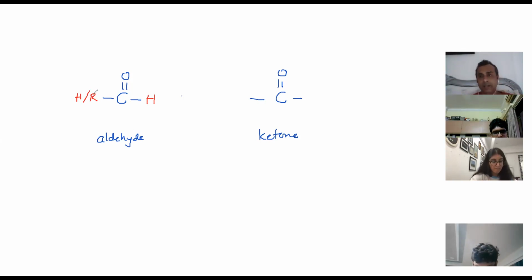This is about aldehyde. In ketones, none of the bonds will be hydrogen. So it has to be an alkyl here. And both the alkyls can be of different numbers of carbons.